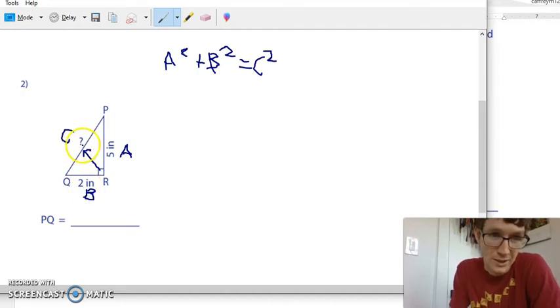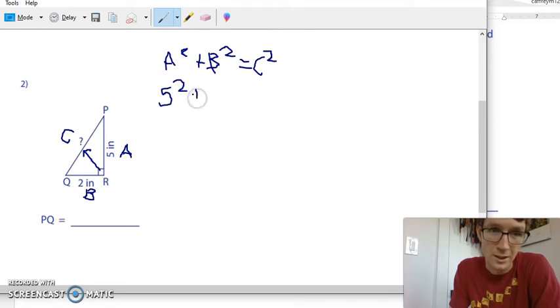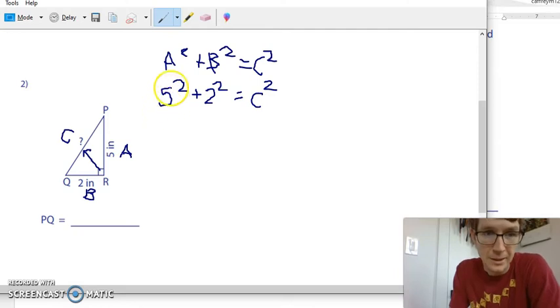So we're solving for C, A is 5, B is 2. So I'm going to use that framework. So if A is 5, that means A squared is going to be 5 squared. B is 2, so B squared will be 2 squared is equal to C squared. So at this point, what's 5 squared? What's 5 times 5? So 5 times 5 is 25. What's 2 squared? That's 2 times 2. That's 4.